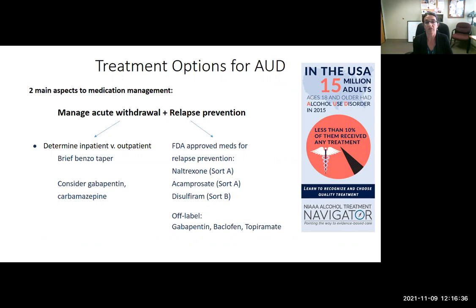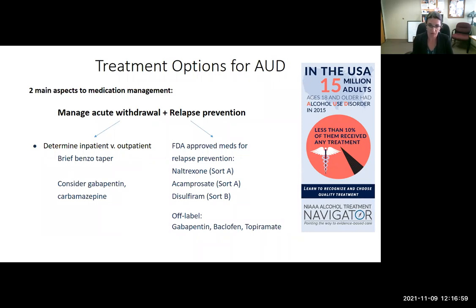But also their history. Have they had a prior seizure? That's really the main thing that we're trying to avoid, because that can be fatal. And so prior seizure, other things can be uncontrolled medical comorbidities, not having support at home to go through the withdrawal, pregnancy.